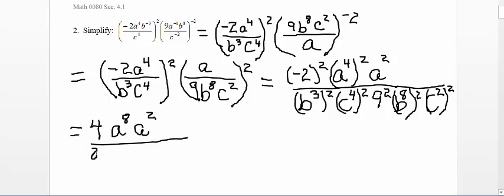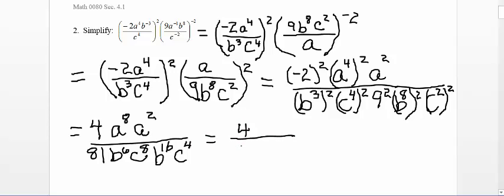When I square a to the 4th, I get a to the 8th, and that gets multiplied in the numerator by a squared. 9 squared is 81. I'll move that number factor in the front. B cubed squared is b to the 6th. C to the 4th squared is c to the 8th. B to the 8th squared is b to the 16th. C squared squared is c to the 4th. So in those 4 instances, I was using the power to power rule.